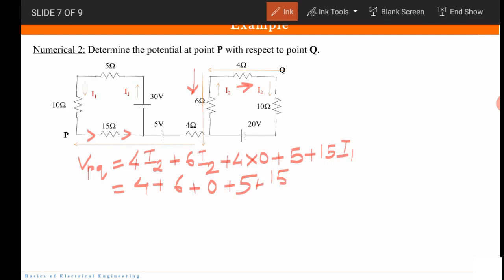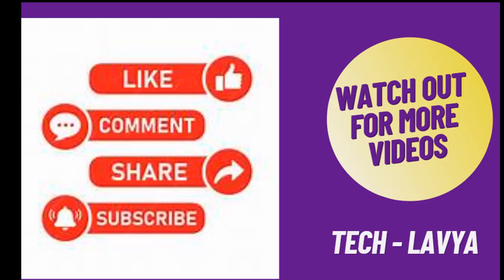What is the total value? 4 plus 6 is 10, 10 plus 5 is 15, 15 plus 15 is 30. So the potential difference across PQ is 30 volts. This is how we calculate the voltage. We will solve a few more numericals in the next lecture.